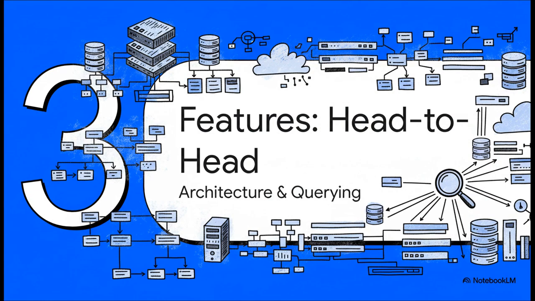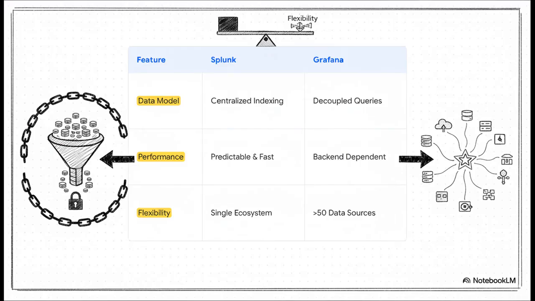Okay, so let's get into the nitty-gritty. Let's see how those different philosophies actually translate into their core capabilities. And we're going to start with the very foundation, their architecture and how they handle data. And this table really just lays out the core architectural trade-off perfectly. With Splunk's centralized model, where it pulls in and indexes everything, you get incredibly fast and predictable search performance. But what's the catch? Well, you're pretty much locked into their ecosystem.